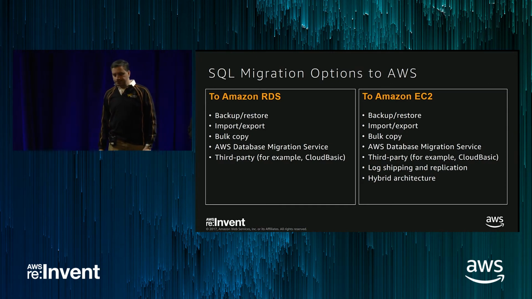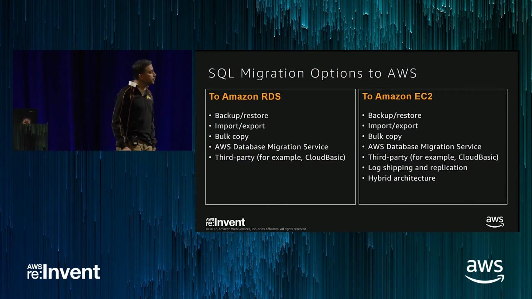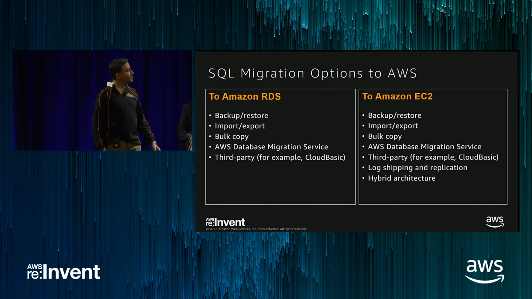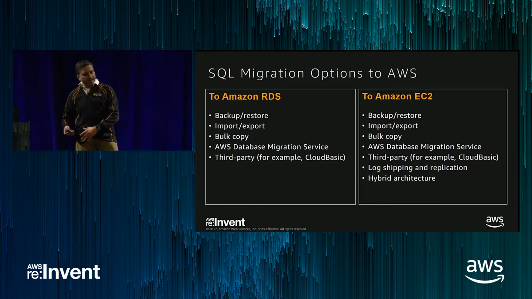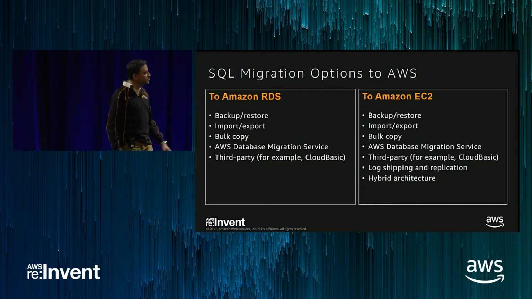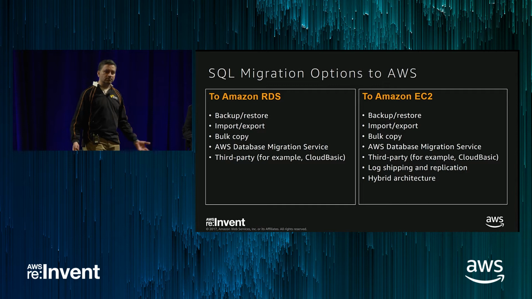All right, so now that we have taken a look at some of the compare and contrast of RDS versus EC2, when you're actually migrating the data, it's important to look at, with RDS, what can you import, what can you migrate, replicate, and what you probably cannot do. So with RDS, pretty much you get all the migration options you have with EC2, except log shipping and replication, and probably a hybrid architecture, right?